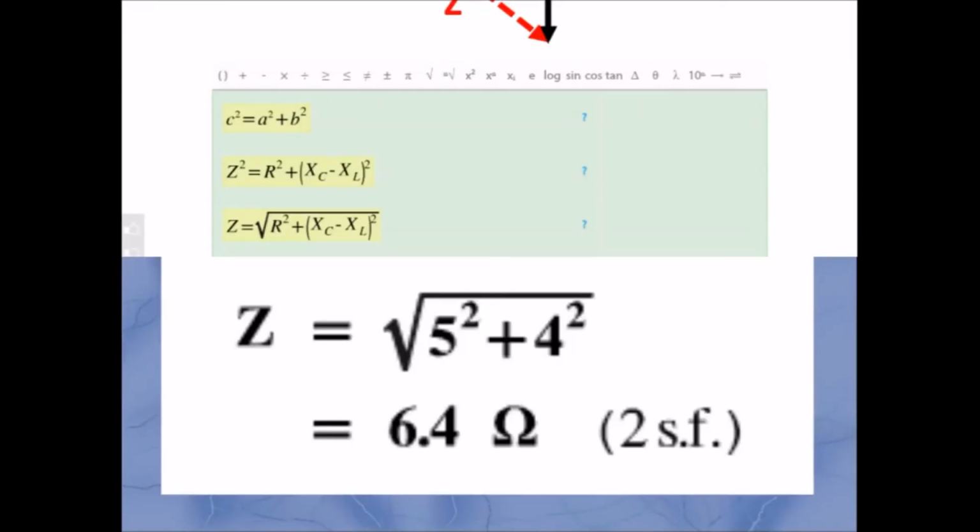And the answer comes out as 6.4. Impedance is still measured in ohms, so that is 6.4 ohms for this particular LCR circuit.